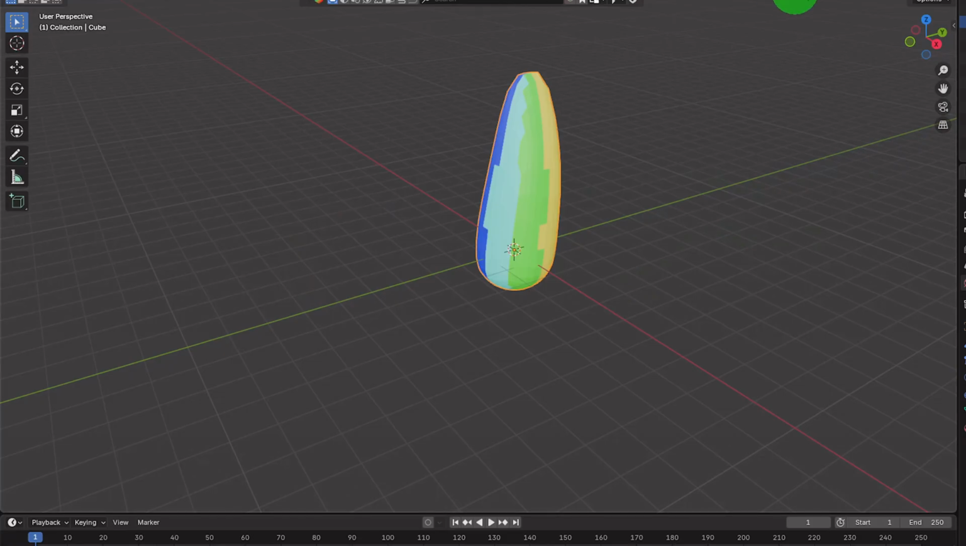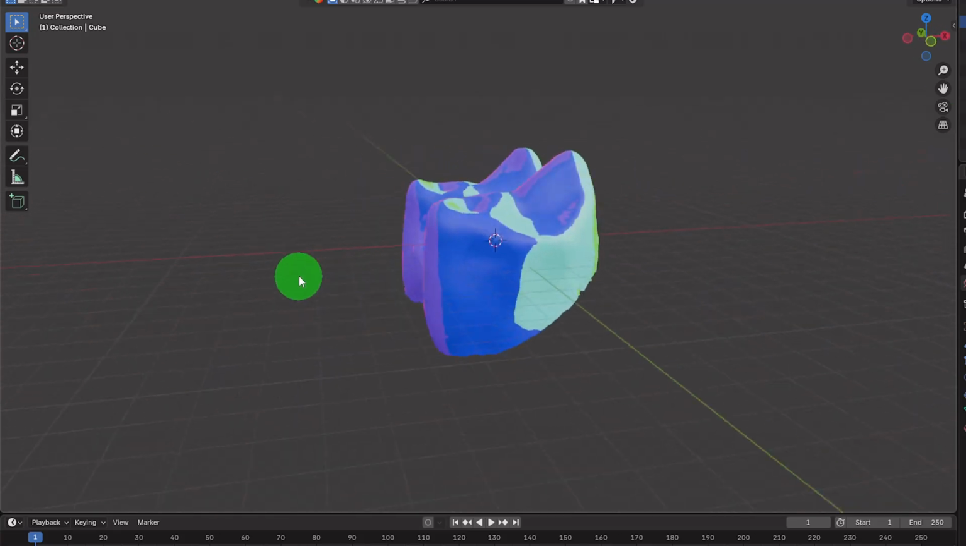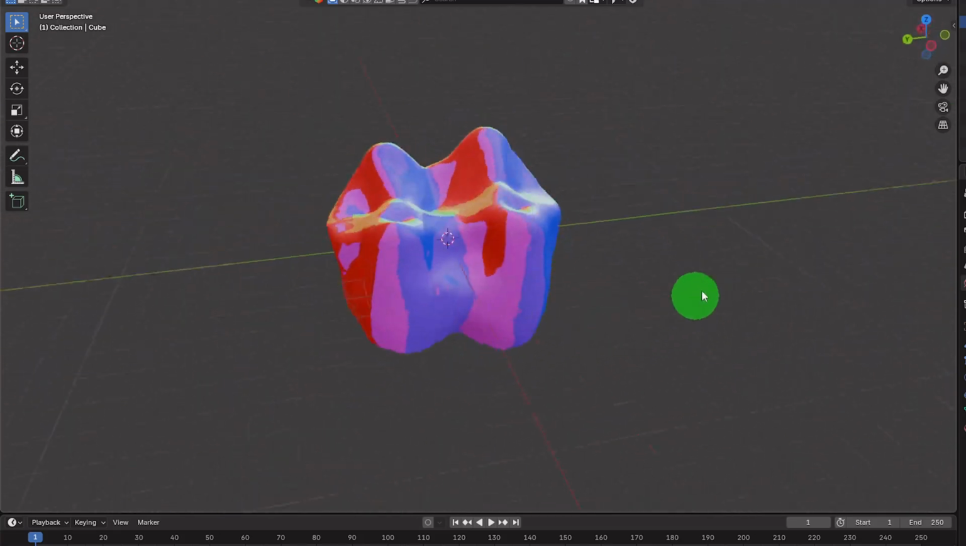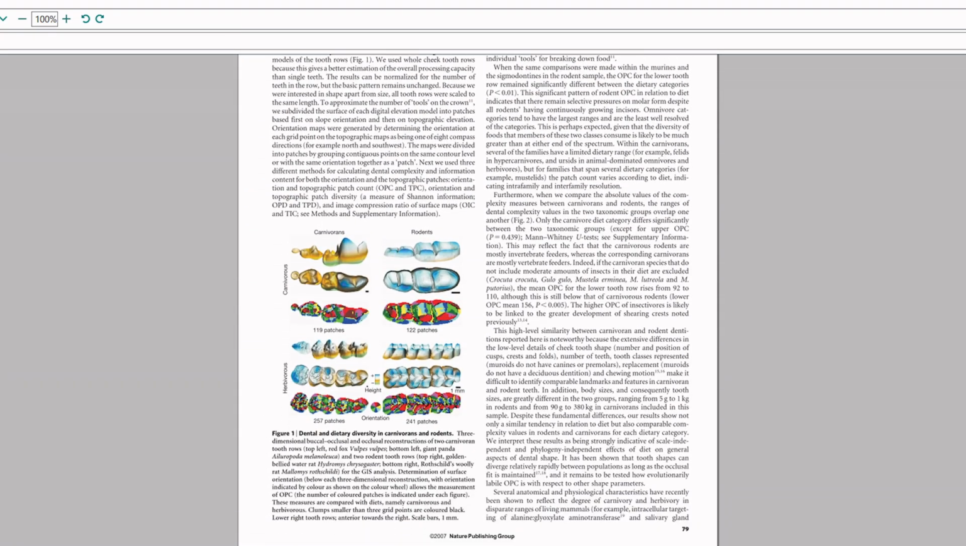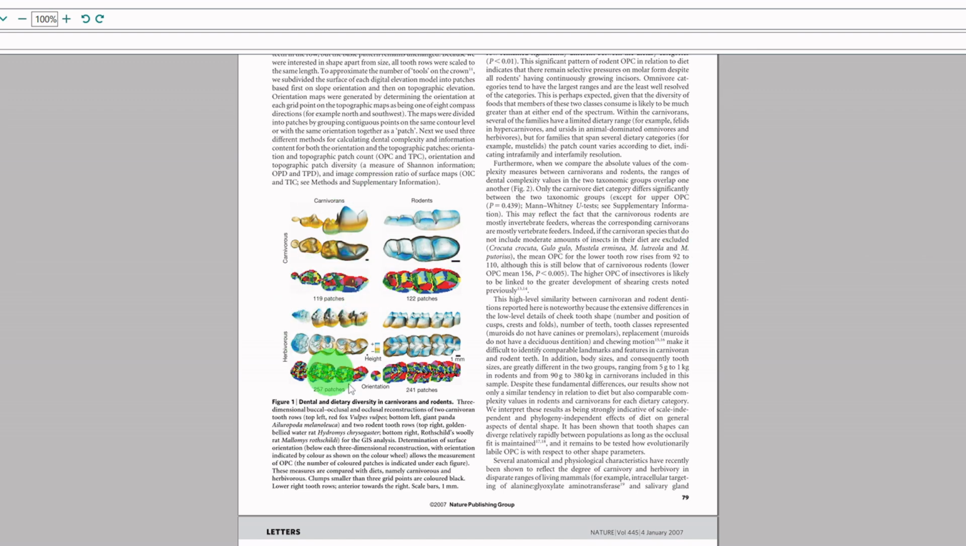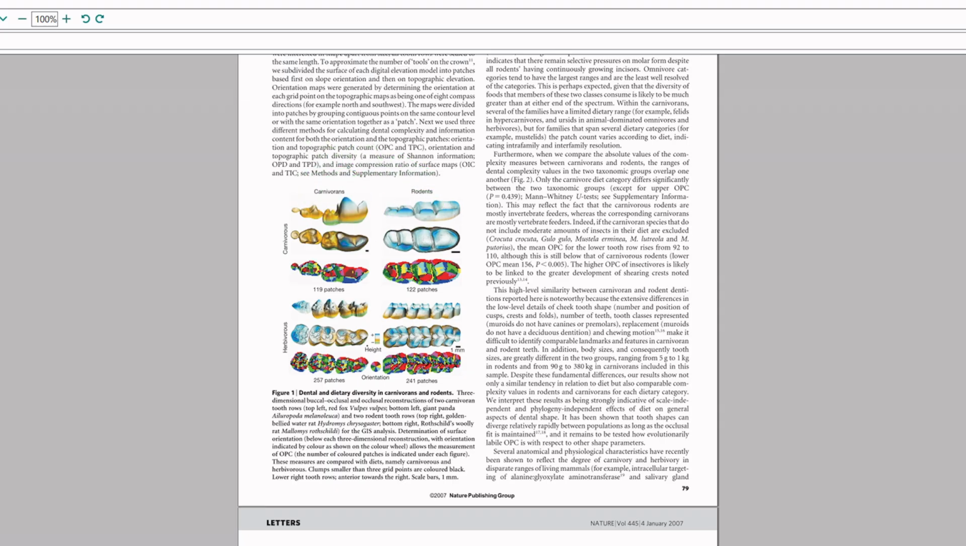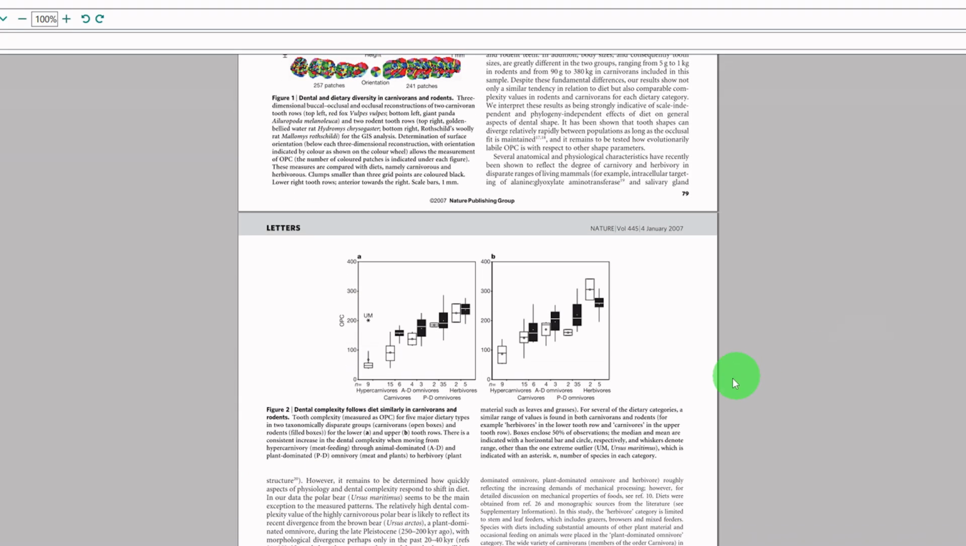But a molar with more complex grinding or shearing surface will generally have a higher patch count. In this pretty well-known paper, carnivores and herbivores could be differentiated based on patch counts across different groups of mammals, in this case carnivorans and rodents, so quite different, with herbivores generally having more complex teeth for better processing plant material. Some really nice results there.